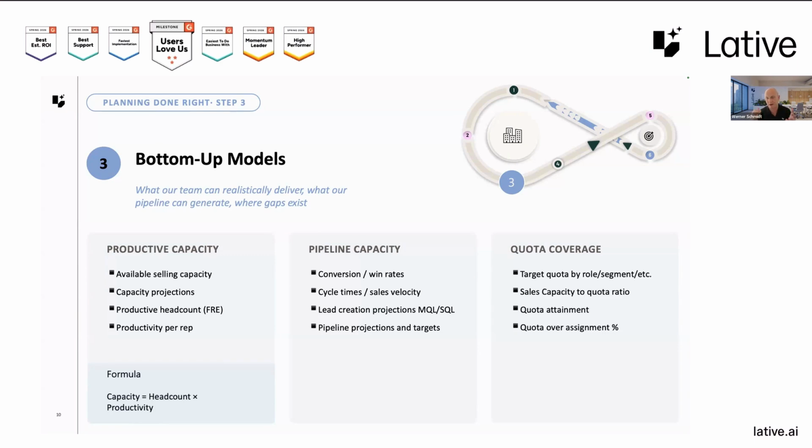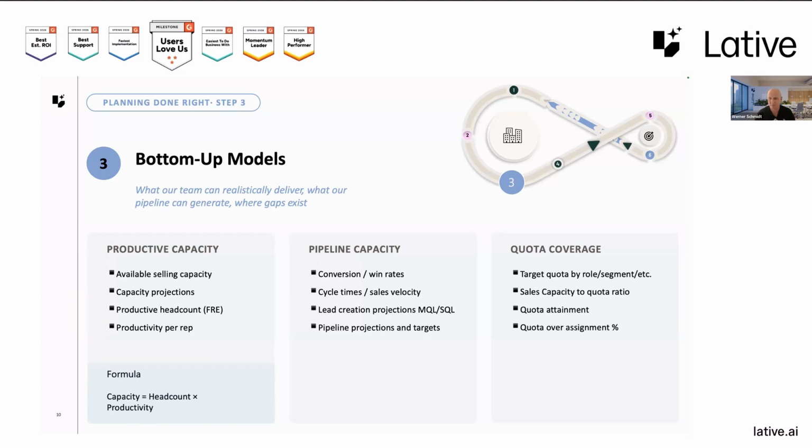If the current average productivity of the new business team in North America is 400K per year, there's no point setting them 800K quotas or $1 million quotas. They're not going to achieve that. It just creates unhealthy sales organizations, and you're not going to hit your growth rates. So look at that carefully.